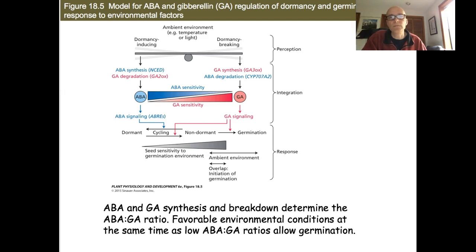So the bottom line here is that ABA and GA synthesis and breakdown determine the ABA to gibberellic acid ratio, and that favorable environmental conditions at the same time as low ABA-GA ratios then allow germination. And I should say that obviously this can be very different from species to species, because species don't all germinate at the same time. They might have different environmental influences that are required for them to germinate. So this is sort of an overview of a general way how seed germination occurs. And of course, it's best studied in Arabidopsis.